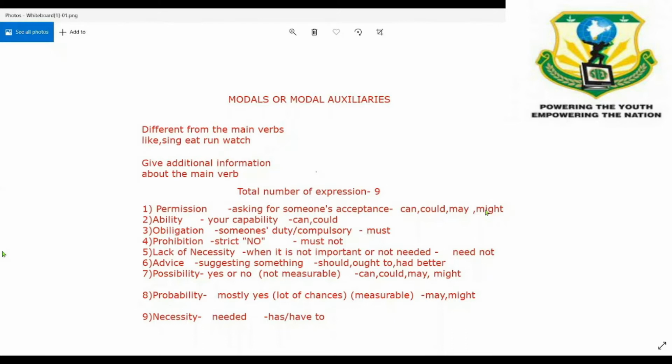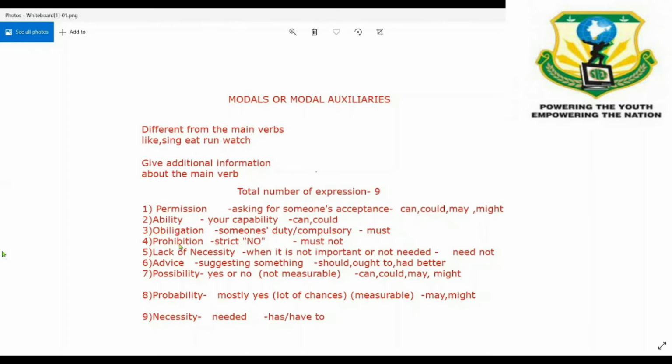The second expression is ability. Ability is something that you are capable of doing. When you're telling about your capability, that is called ability. Whenever you're expressing your ability, you can use these modal auxiliaries, which are can and could. I can sing well. I can speak Tamil. I could eat well. So these are the things that you can do. You have the capability of doing this. So these are the second type of expressions.